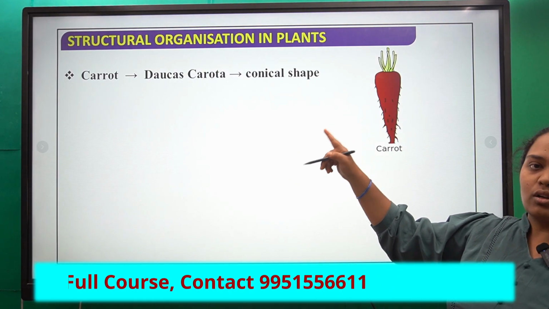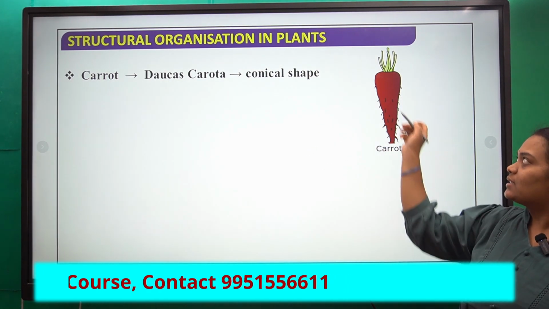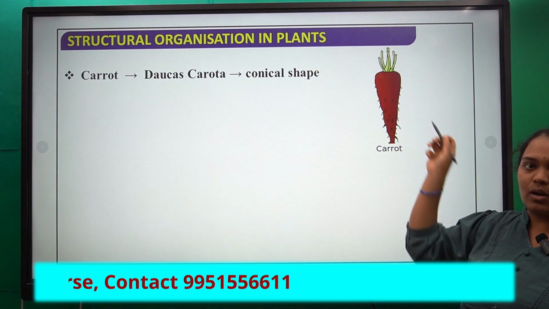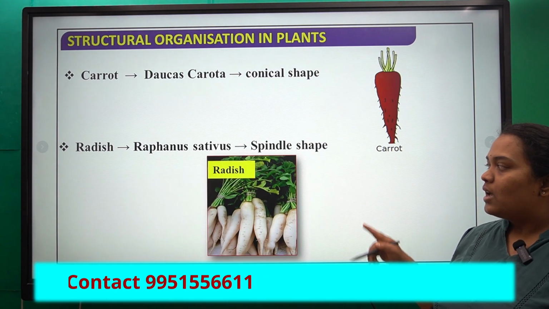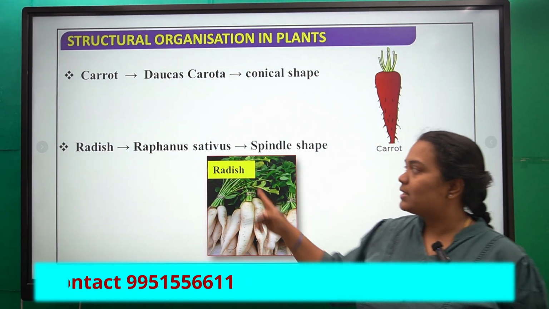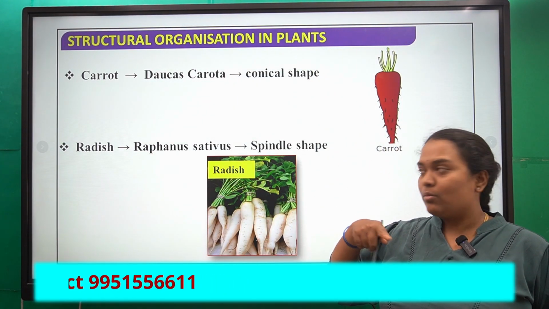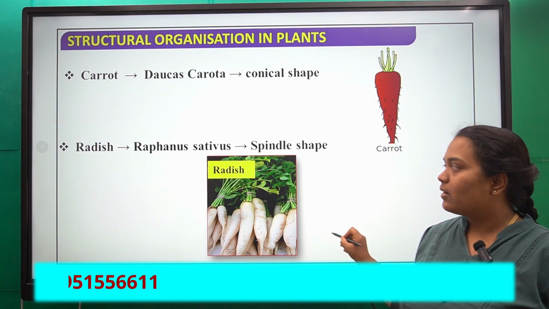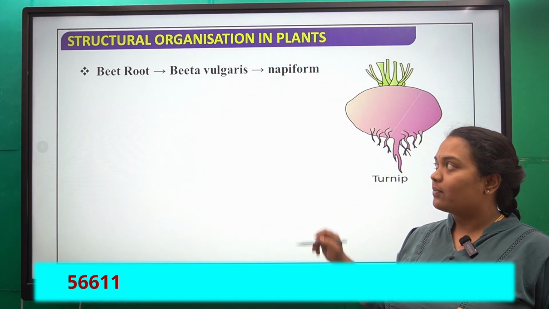Carrot, also called Daucus carota, is conical in shape. You can see this is the carrot, which is conical in shape. You can see the secondary roots coming out of the primary root, which is storing the food material. Coming to radish, also called Raphanus sativus. Note down the scientific name also. Raphanus sativus is spindle shaped. Spindle shaped means the apex is large and the tip is thin.